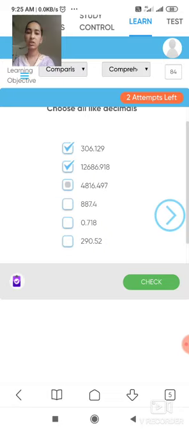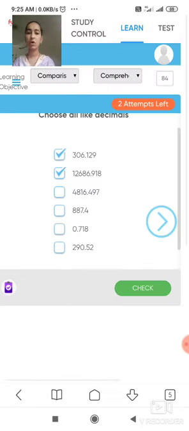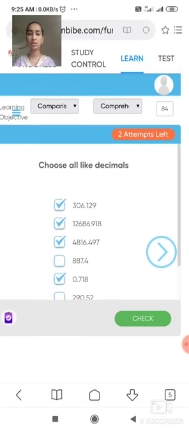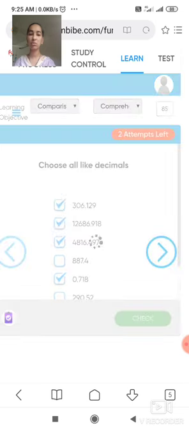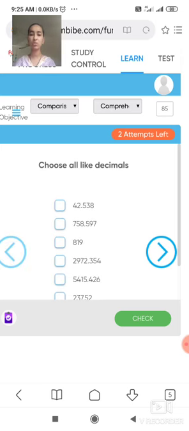In the third also it is the same because the number of decimal digits is the same, but not the fourth one. Now you can see the fifth one. In the fifth also the number of digits is 3, but in the last there are only 2 digits. So these 4 options are like decimals, okay students? Understand this? Now let's take a similar type of example. Choose all like decimals. Now we have to choose all like decimals.